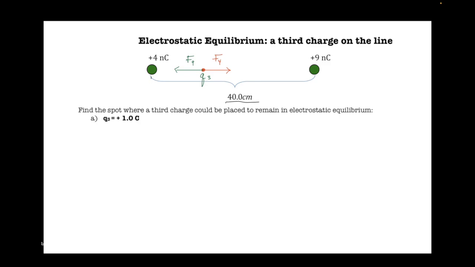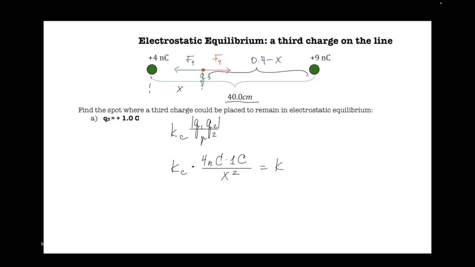So I'm going to say this right here is x. This distance will be 0.4 minus x. And then we're going to use the general formula, Q1 Q2 over r squared. What we are dealing with is two forces, and they need to be equal and opposite. So I'm just going to write Kc times 4 nanocoulombs times 1 coulomb over x squared should be equal to Kc 9 nanocoulombs times 1 coulomb over 0.4 minus x, also squared.